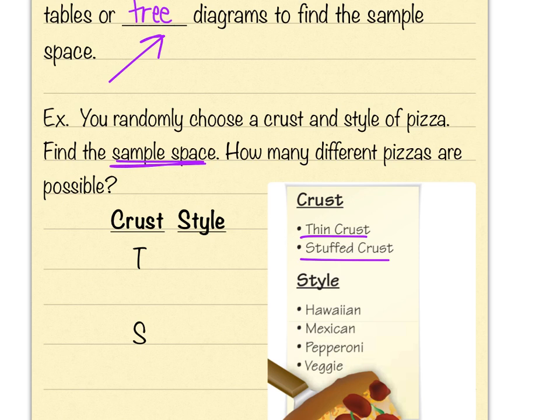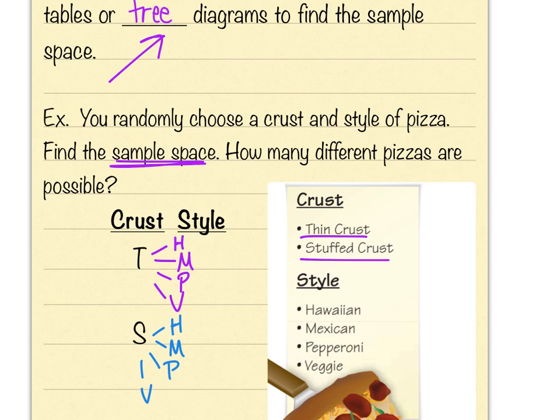After that, we have to choose a style. So you can choose a thin crust Hawaiian pizza. You can choose a thin crust Mexican pizza, a thin crust pepperoni pizza, or a thin crust veggie pizza. You could also choose a stuffed crust Hawaiian, a stuffed crust Mexican, a stuffed crust pepperoni, or a stuffed crust veggie. And so what we've done is we've made a tree diagram. You can see the little branches coming off of the T and the S.